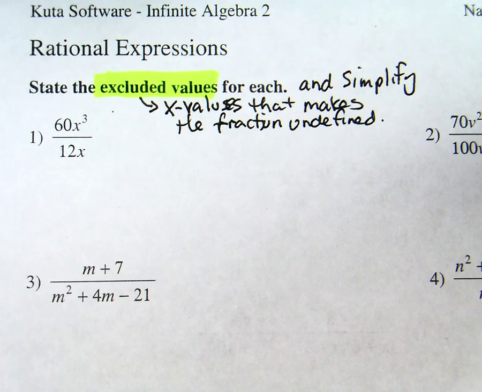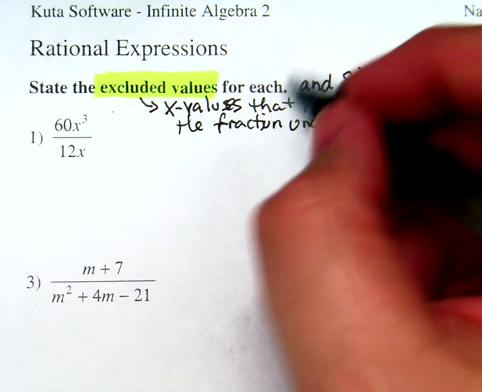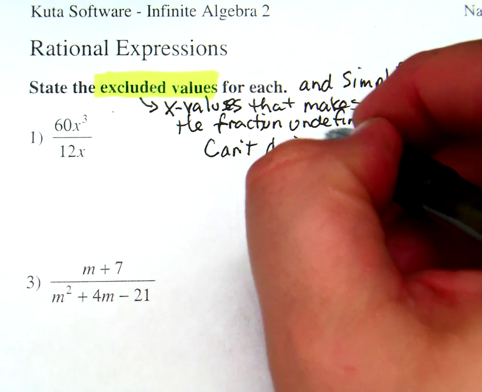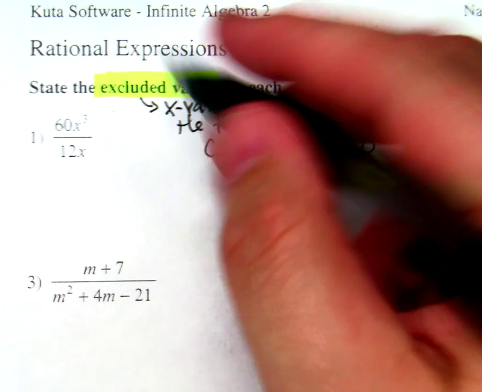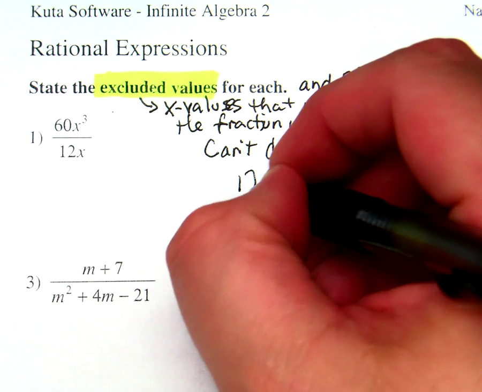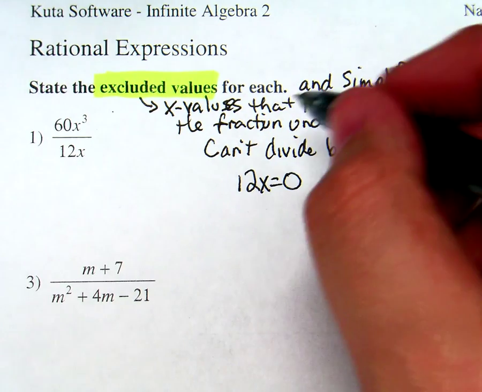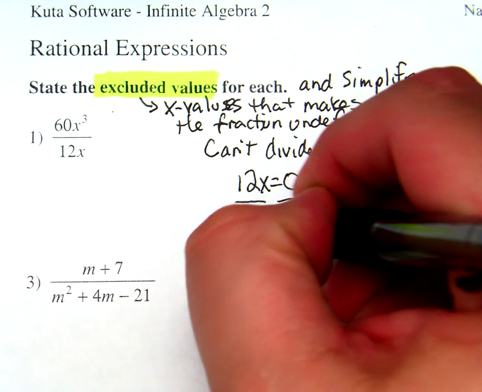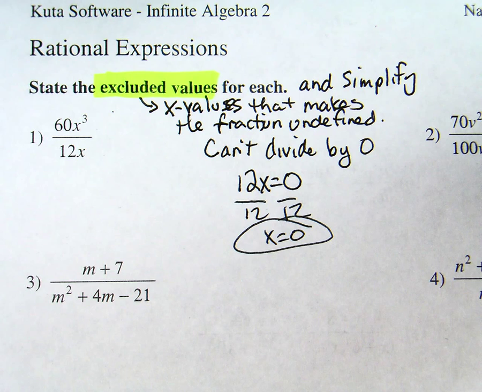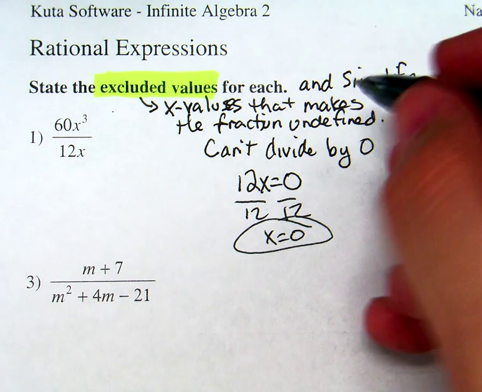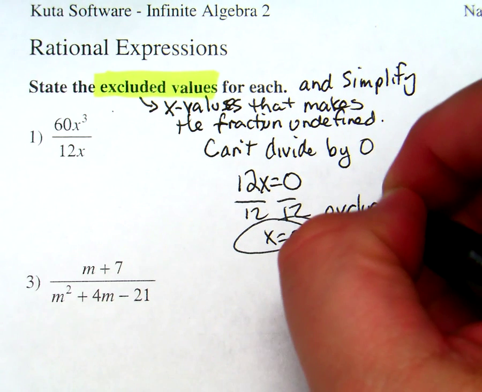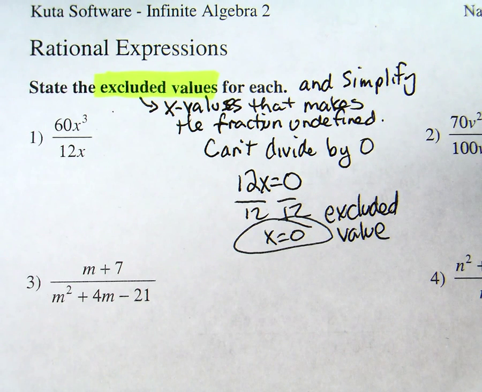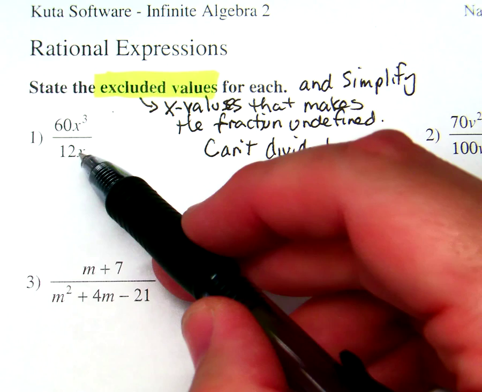Now, what can't we divide by? 0. Right, we can't divide by 0. So, in this case, for the excluded value, I'd say 12x is equal to 0. What's my x value going to be? Well, if I divide by 12, x is equal to 0. So my excluded value is going to be 0. And that's basically taking the denominator and setting it equal to 0.